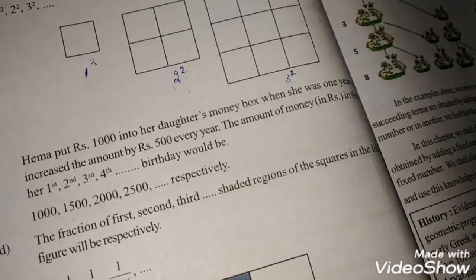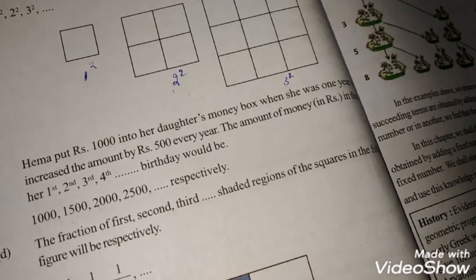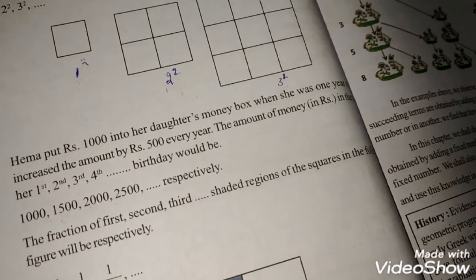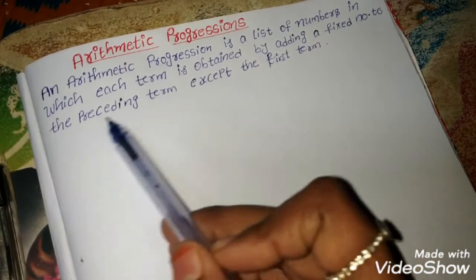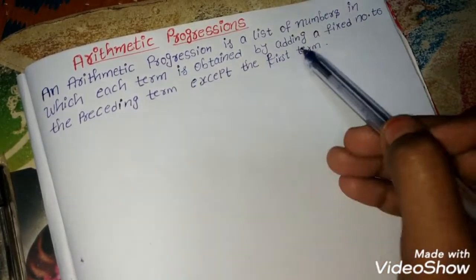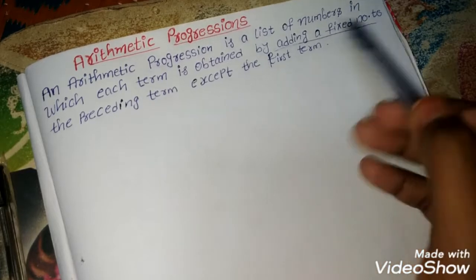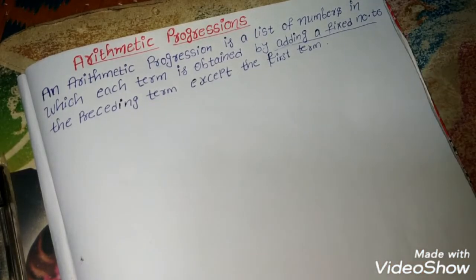We need a fixed value. So, that is the example of what I told in the first. See in this definition, adding a fixed number to the preceding term except the first term. That is called arithmetic progression.